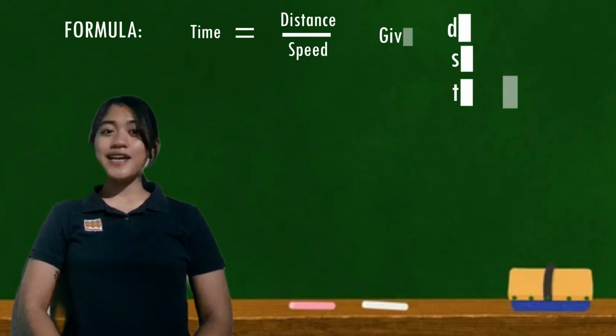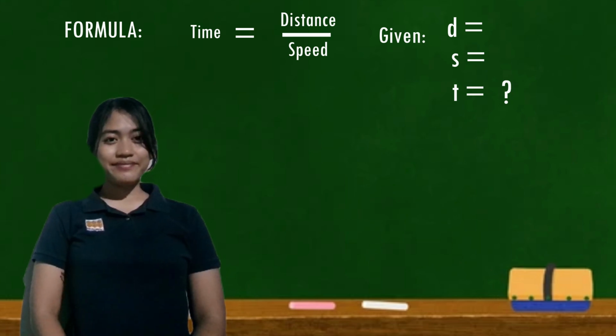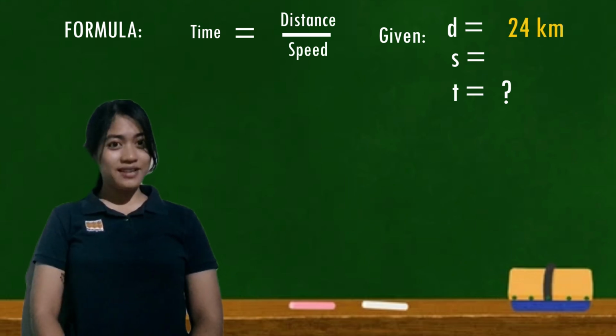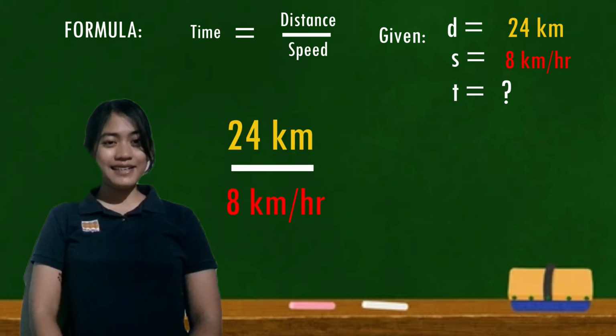So let's try to analyze the problem. What is the given distance? Correct, it's 24 kilometers. What is the given speed? Correct, it's 8 kilometers per hour. So we have to divide 24 by 8. 24 divided by 8 is? Correct, it's 3. Now, what is the given unit?